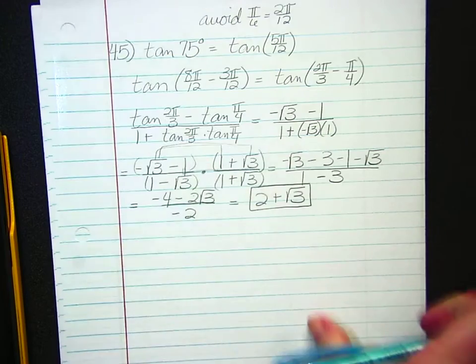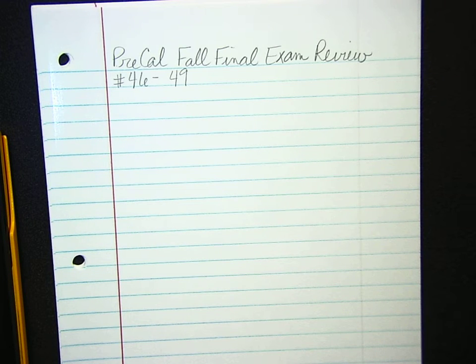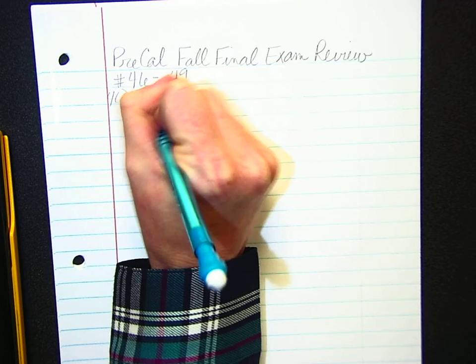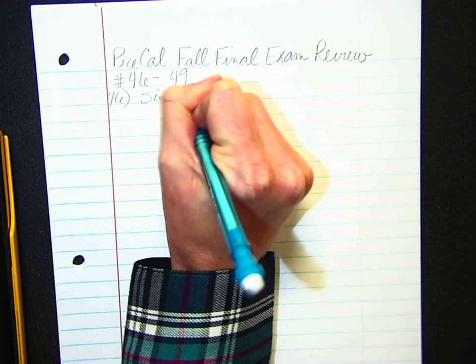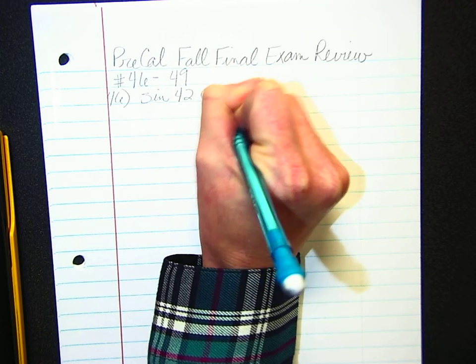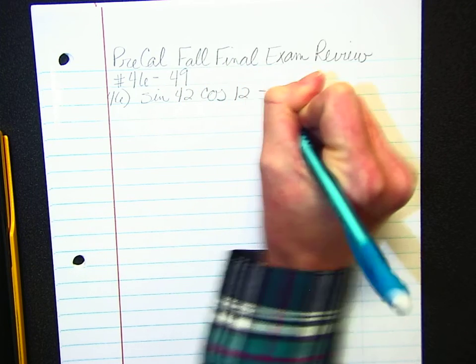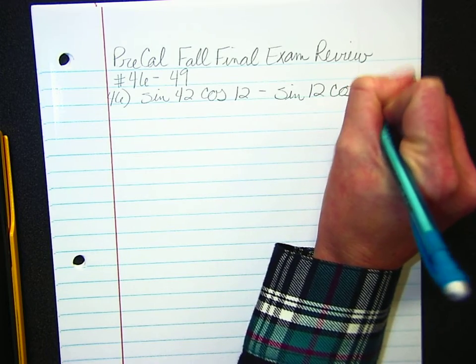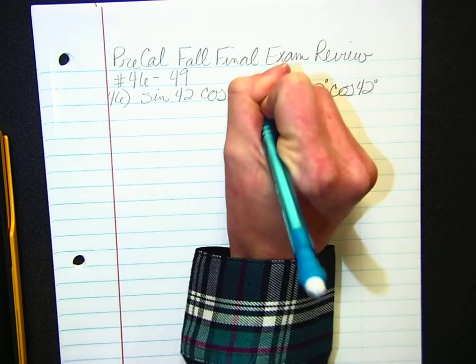Okay, picking up on number 46. On number 46, they are asking me to find the exact value of this thing, and what they've done is they've already given it to you in the formula format. So the sine of 42 and the cosine of 12, and then we're subtracting the sine of 12 and the cosine of 42. So we're working in degrees here.